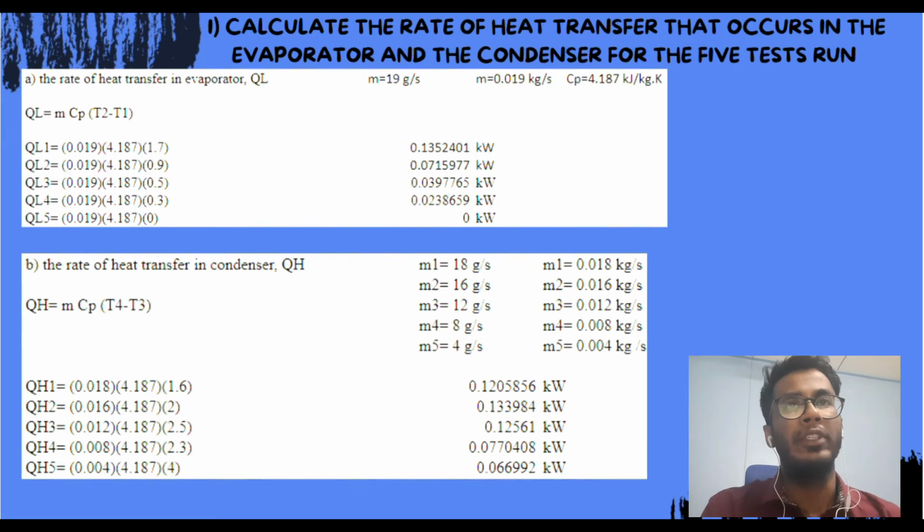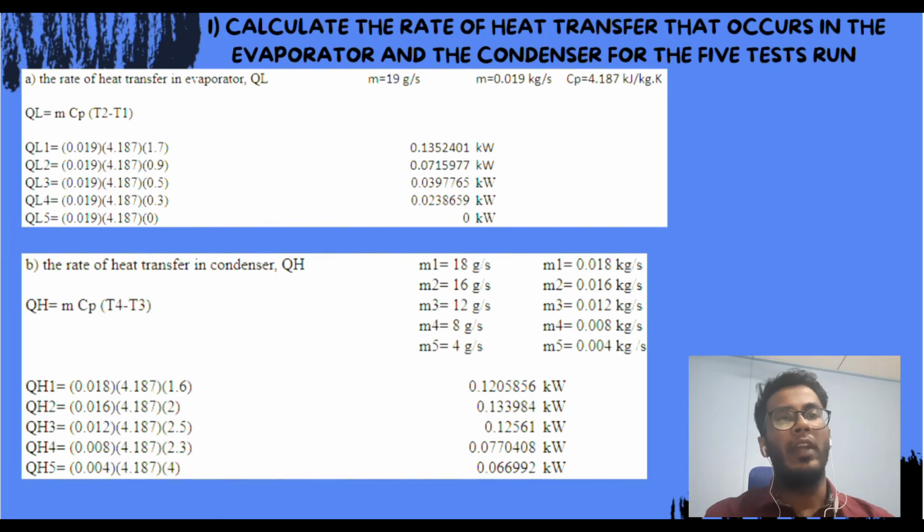For the M, the mass flow rate given is 19 gram per second. So we have to change the unit to kilogram per second. We will get 0.019 and the mass flow rate is the same for all the 5 test runs. So when calculated, the rate of heat transfer for the first test run will be 0.135240 kilowatt, and for the second test run will be 0.0715977 kilowatt. The third test run will be 0.0397765 kilowatt. The fourth one will be 0.0238659 kilowatt, and the last one for the fifth test run is 0 kilowatt.